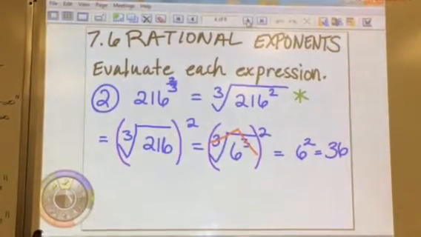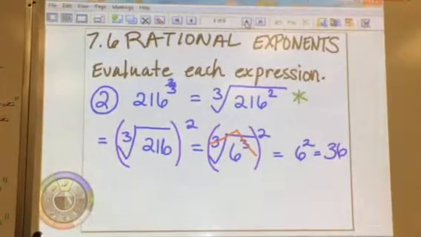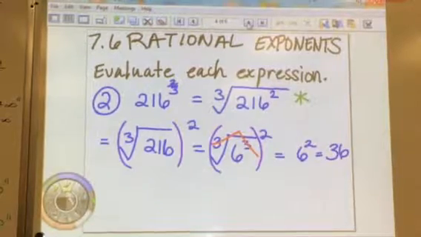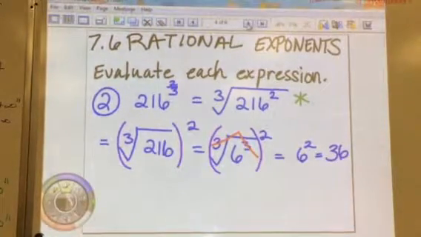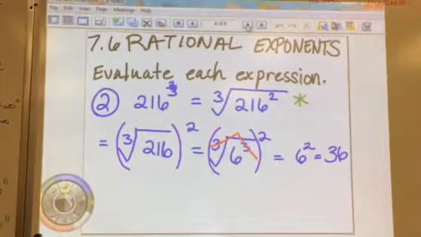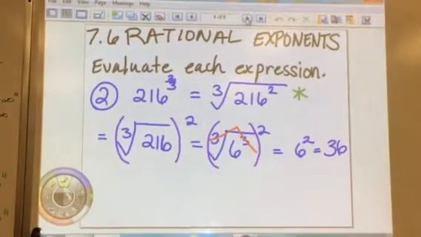So you can do the 3rd root of 216 and then square that answer, which is your better option in this case, because you can do the 3rd root of 216, because 216 is 6 to the 3rd, which your index and that 3rd power, of course, cancel. So you end up with 6 squared, which is 36.